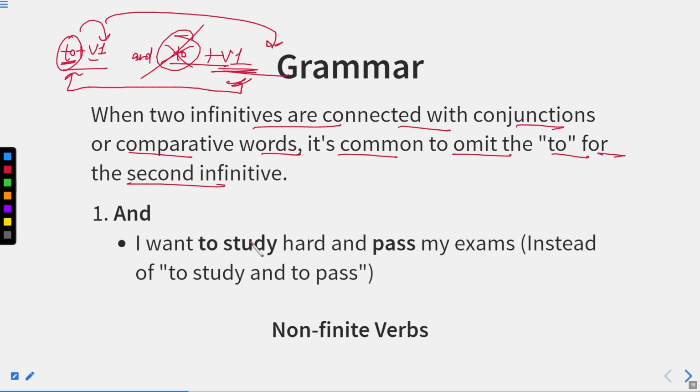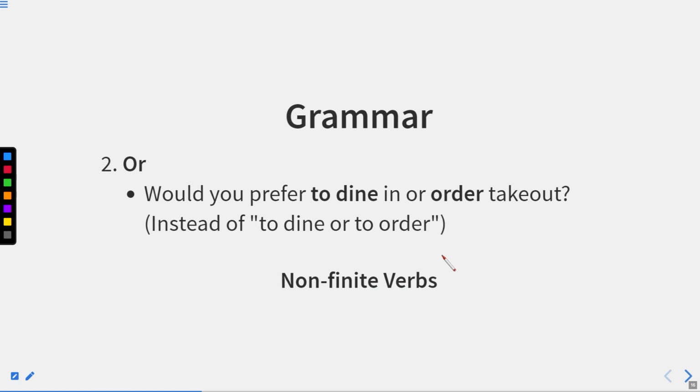For example, I want to study and pass my exams. So this is a correct sentence. I cannot say I want to study hard and to pass my exam. That will be incorrect. So, I want to study hard and pass my exams. Now let us move to the next one.